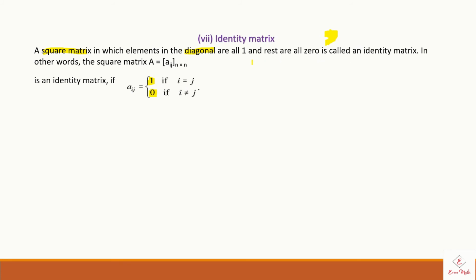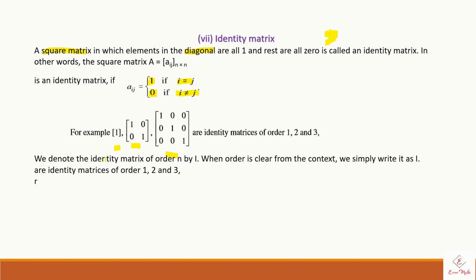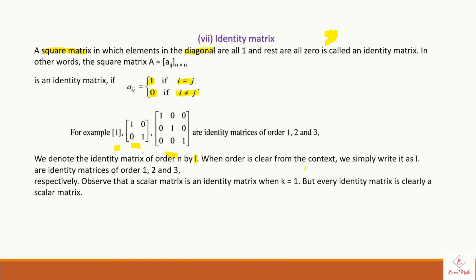So for an identity matrix, if we see the general form, aij will be equal to 1 for i is equal to j, which is diagonal element, and 0 for i is not equal to j, which is non-diagonal elements. So for example, identity matrix is here 1, 1, 0, 0, 1, and for order 3 matrix it is like this. So this is identity matrix of order 1, 2 and 3. We denote the identity matrix of order n by I. So in the next line it is written that a scalar matrix is an identity matrix when k is equal to 1. So this is what an identity matrix is. You can pause this video to note this down.